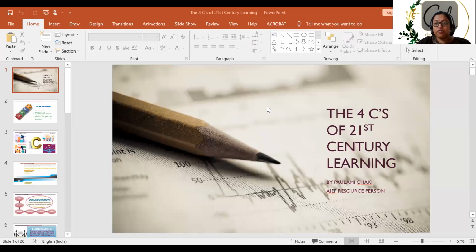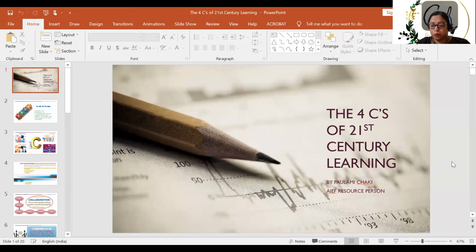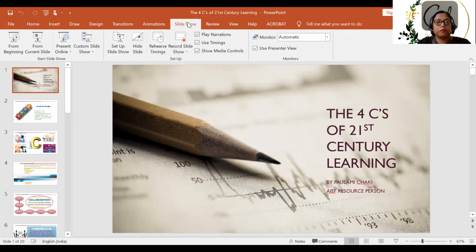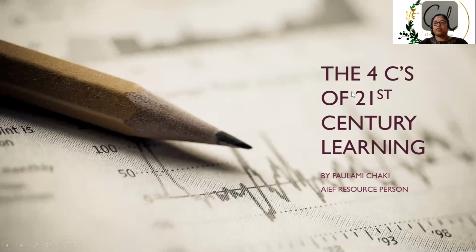So what are the four C's of 21st century learning? We will start with... Just give me 1 minute.